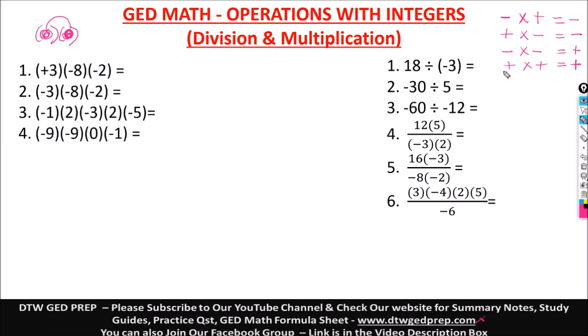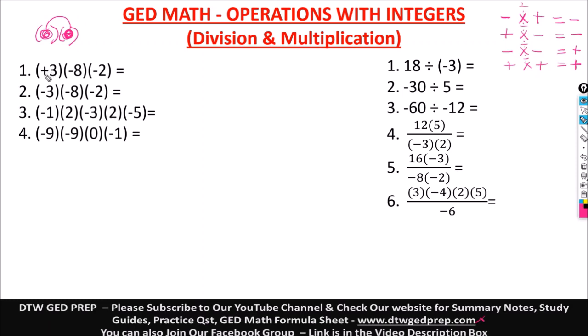It's the same thing with division. Don't worry, you're going to see this here. That's why there are a lot of examples and exercises we're going to do together. When you have a negative divided by a positive number, your answer will be a negative integer. When you have a positive divided by a negative, you get a negative. When you have a negative divided by a negative, you get a positive. And a positive divided by a positive, you get a positive. Okay, so now let's get on to this.